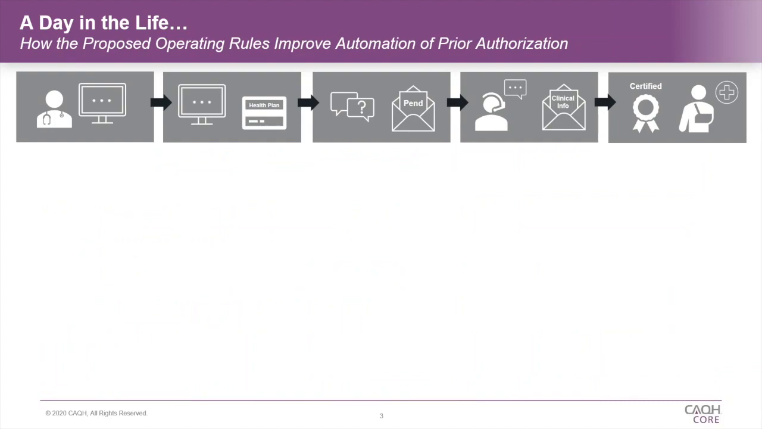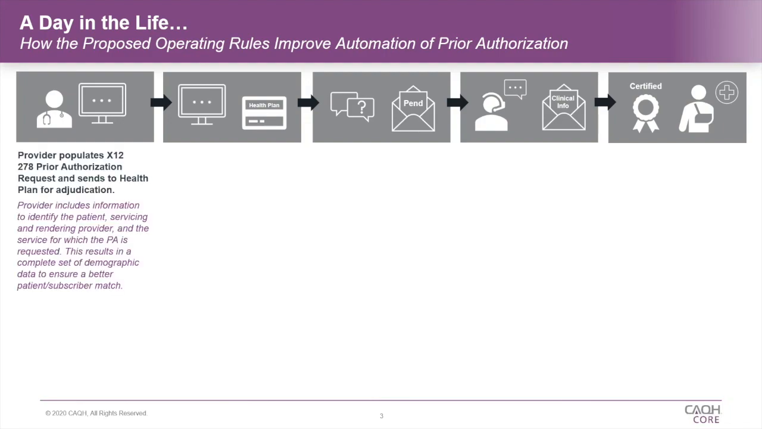More than 125 unique organizations collectively contributed to the development of these rules through more than 75 subgroup and workgroup calls and approximately 35 straw polls and ballots. Each of these rules received at least 80% support in the CAQH Core participant vote on the rules.